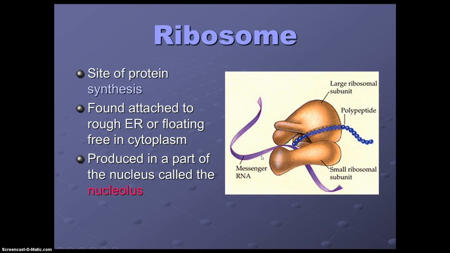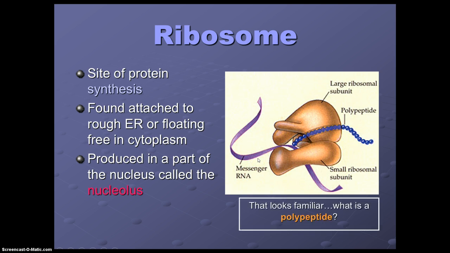So I know that's kind of weird, kind of like what came first, the chicken or the egg, but proteins and RNA. So if you remember, a polypeptide is almost a protein. So ribosomes make proteins.